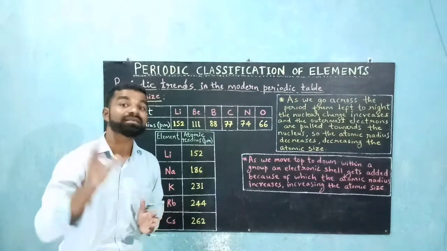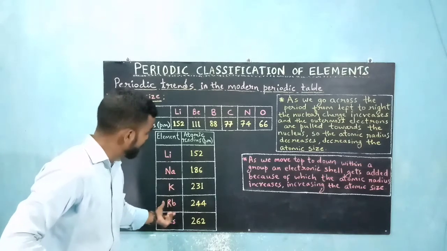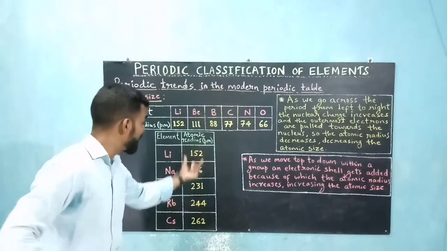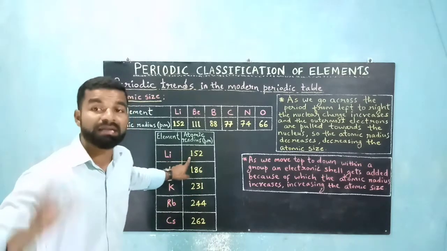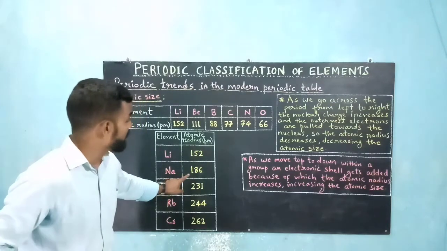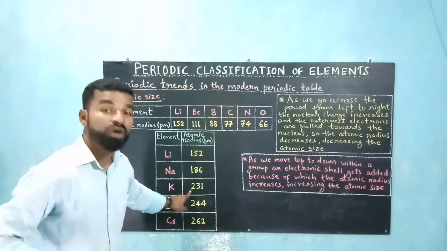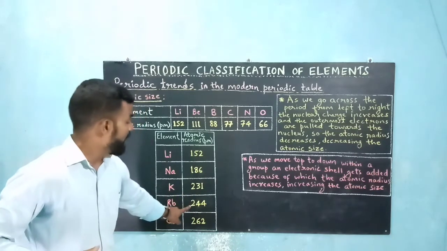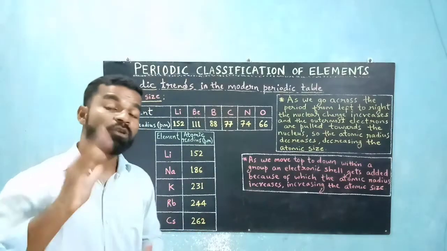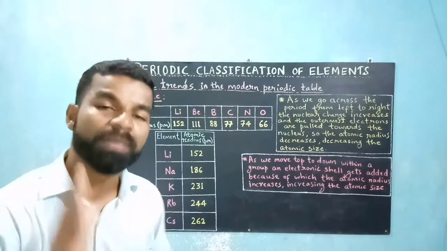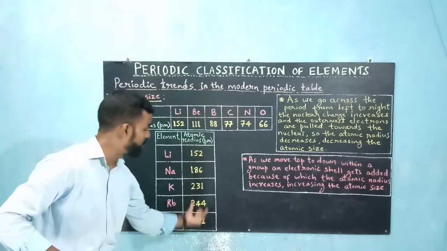Now let's talk about the atomic size of the elements in a group. Let's consider group 1 elements, which has the elements lithium, sodium, potassium, rubidium, cesium. I have written their atomic radii in the next column. So lithium atom has the radius of 152 picometer, sodium has atomic radius of 186 picometer, potassium atom has radius of 231 picometer, rubidium atom has the radius of 244 picometer, and cesium has atomic radius of 262 picometer. Now if you observe these numbers, the numbers are increasing as you are going down.